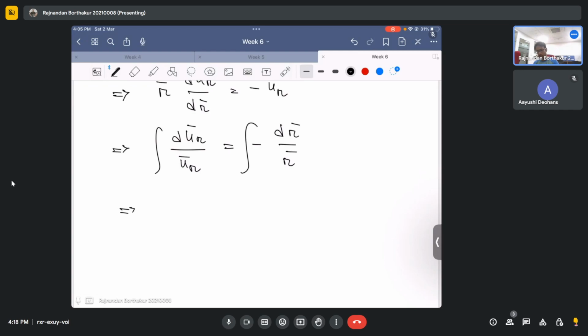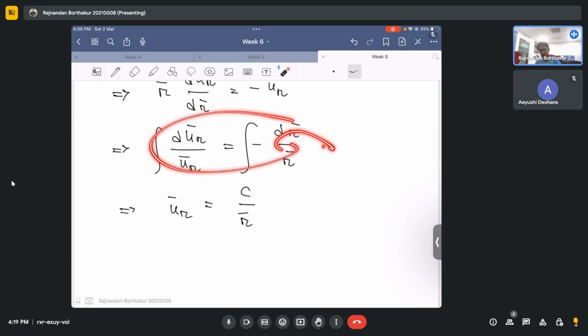You will get basically ln r. So what you will get is ln u_r equal to ln r plus some constant. So you can show that u_r bar would be some c by this quantity. Okay, that's very simple. I hope you got what I said. So if you integrate this, you will get ln of u_r, and here you will get ln of c by u_r, something like this.